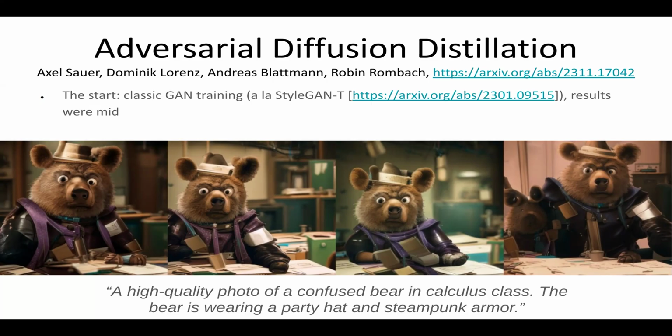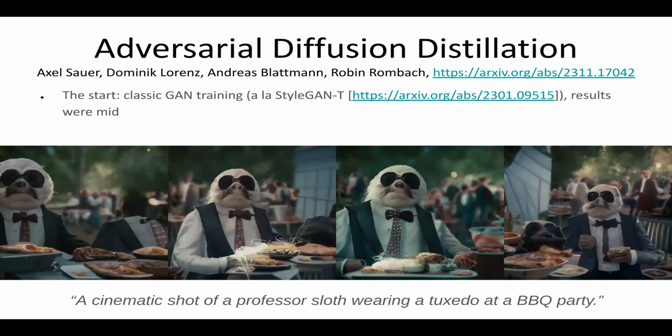But as you can see here after training, and we actually spent a lot of time and resources on it, it didn't really look super good. It is okay, but it has quality issues and it has mode collapse issues. The face of this teddy bear always looks the same. Same for this prompt, which is one of our favorite testing prompts: Cinematic shot of Professor Sloth wearing a tuxedo at a barbecue party. It's not really something that you want to publish as high quality results.